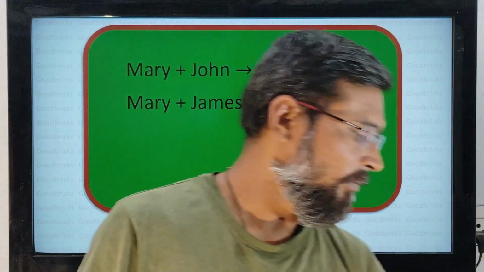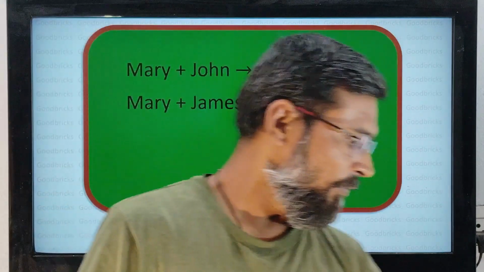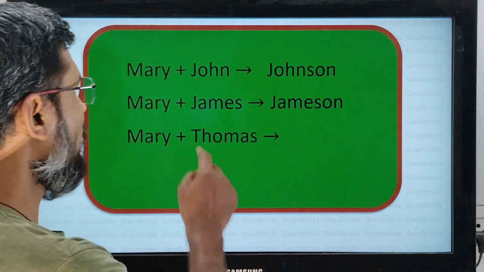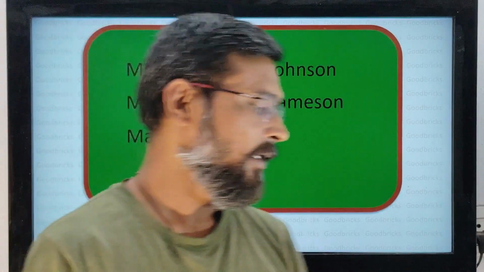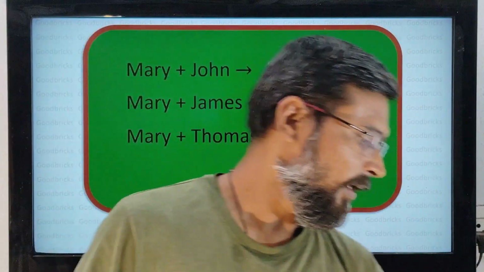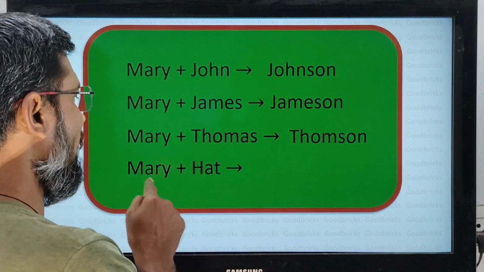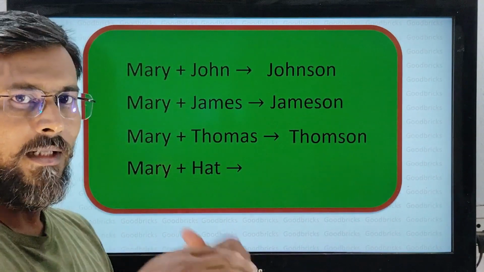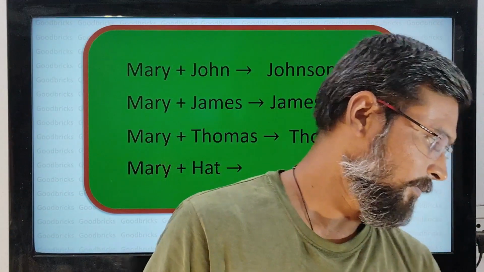They may name him James's son. Similarly, if Mary marries Thomas, then they may name that baby boy Thompson. Let us take one more example. If instead of marrying all these people, Mary marries Hat, then that baby boy's name might be Hatson.